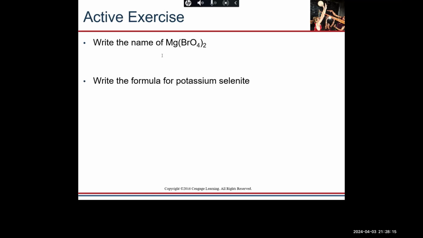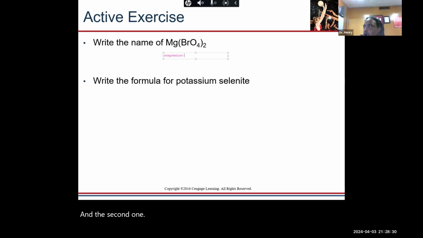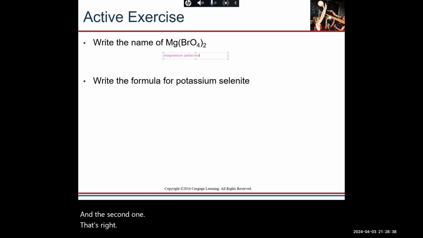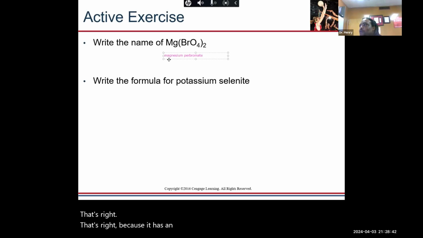Alright, so that's the first one, magnesium. And the second one, that's perbromate. That's right, there's an extra O. That's right, because it has an extra O. So magnesium perbromate.